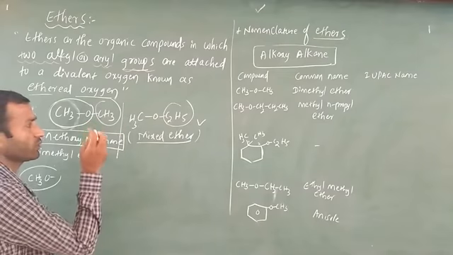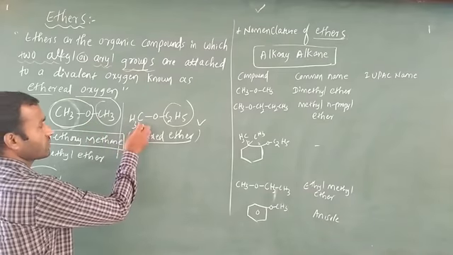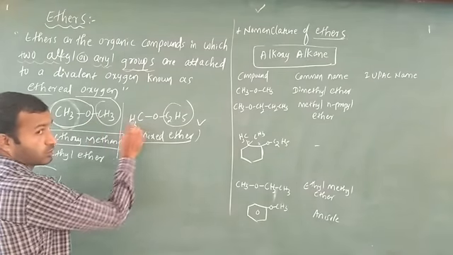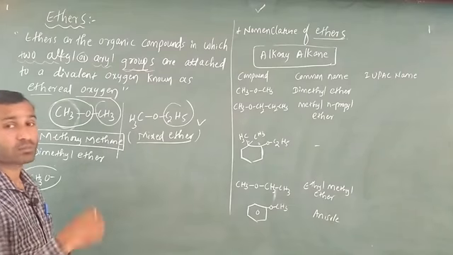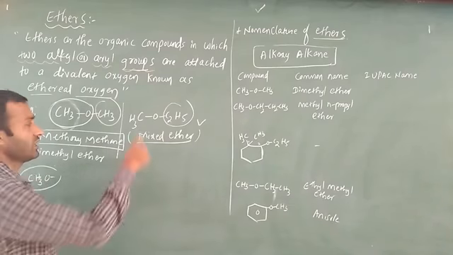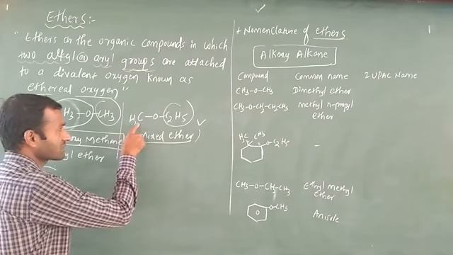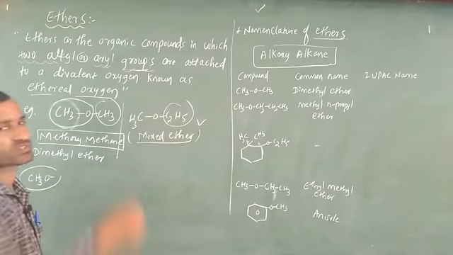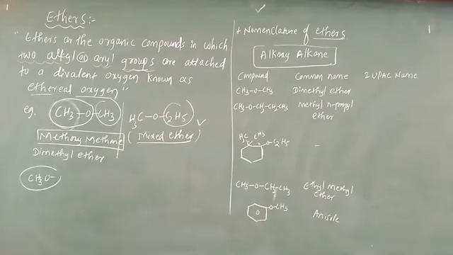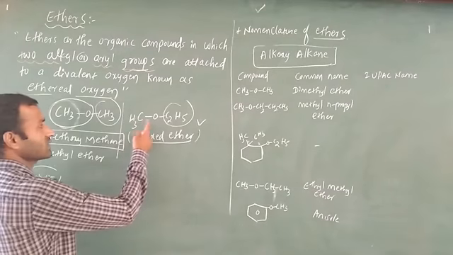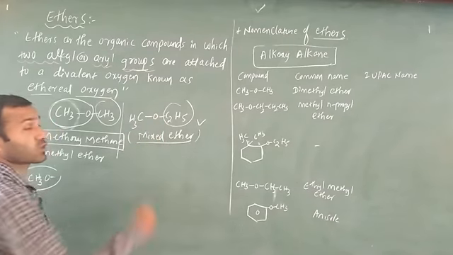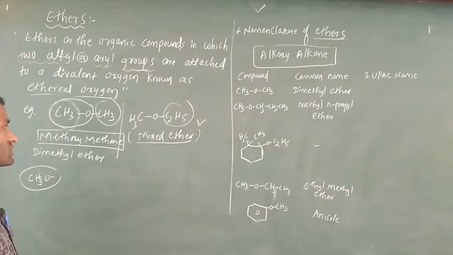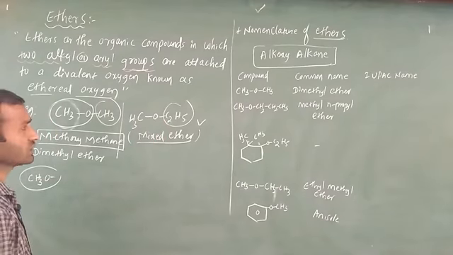I will tell you a very simple clue. If lower alkyl group are there, lower alkyl group means less number of carbon atoms, that can combine with oxygen. That's why in this case don't write ethoxymethane. Don't write like that. You have to write methoxyethane. That is most important.